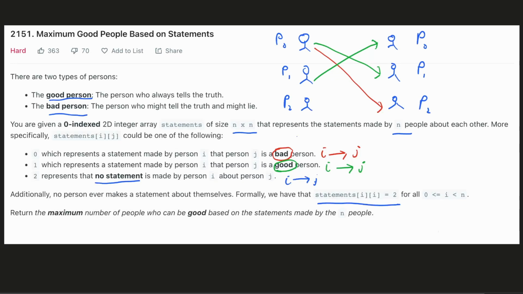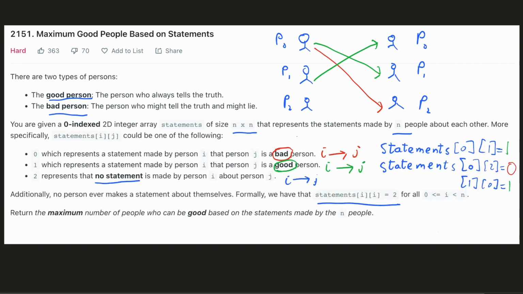So let's take this scenario in which we have 3 people in the group and person 0 has said that person 1 is a good person. And this will be represented by. And person 0 has also said that person 2 is a bad person. This will be represented by. Similarly, person 1 has stated that person 0 is a good person. And this will be represented by.